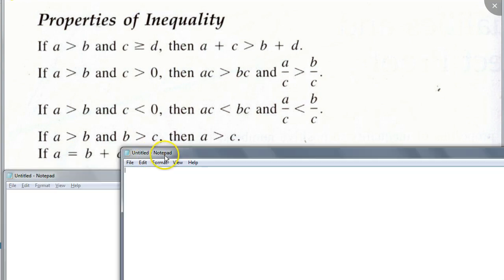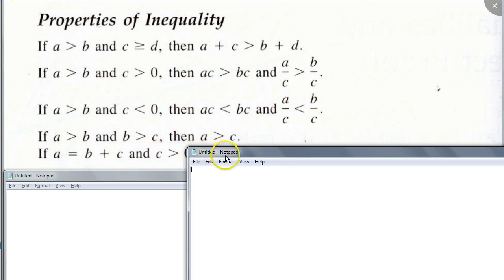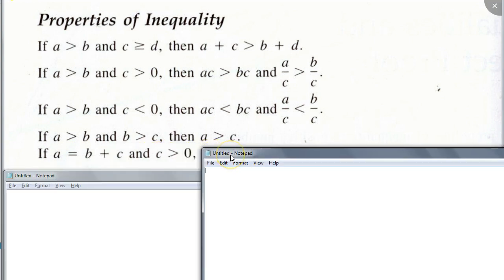If A is equal to B plus C, and C happens to be greater than 0. Okay, so you could actually plug in some number. If A is, I don't know, 3, B is 2, C is 1, would that work? Then 3 is equal to 3, right?